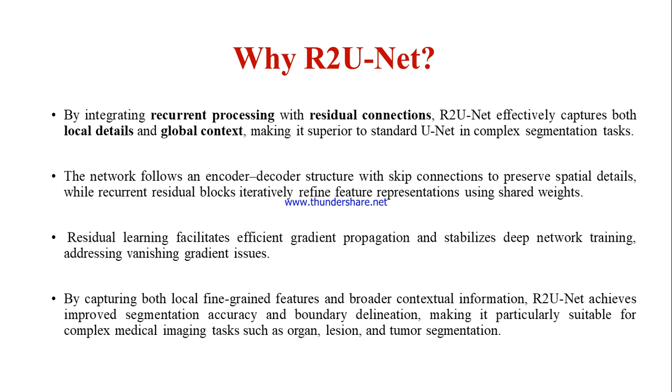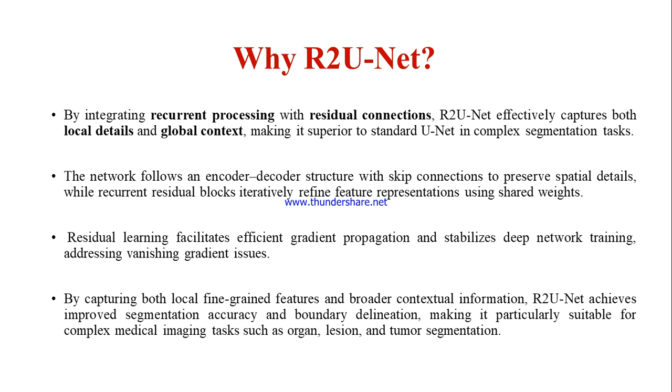And why is R2U-Net familiar and important? Because it combines two processes, recurrent processing and residual connections, which help to effectively capture both local details and global context. It also follows the standard U-Net when you go for complex segmentation tasks. More, it follows the encoder-decoder structure with skip connections, which help to preserve the spatial details. These also facilitate gradient propagation, stabilize deep network training, and address the vanishing gradient issues.